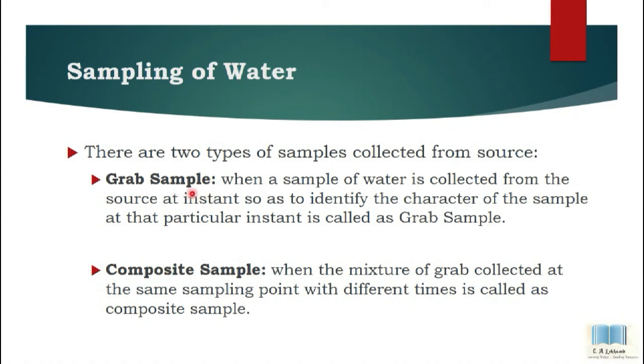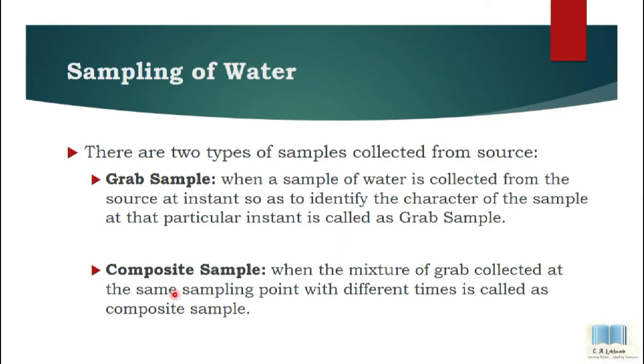First we will see the grab sample. When a sample of water is collected from the source at an instant so as to identify the character of the sample at that particular instant, it is called a grab sample. Means instantly a sample is taken from the source and its character is identified. The frequency of this sample depends upon the magnitude of variation in the quality at the source.